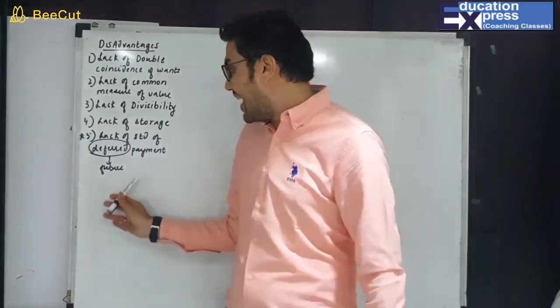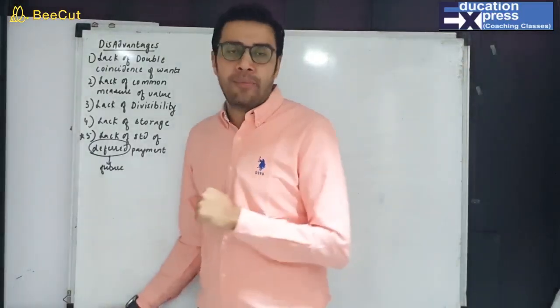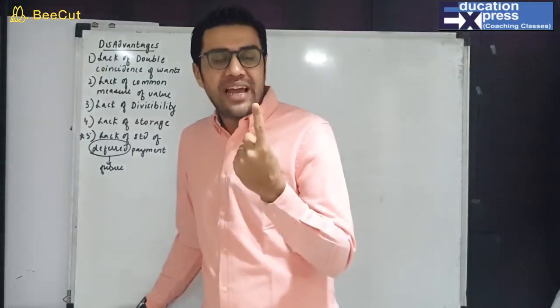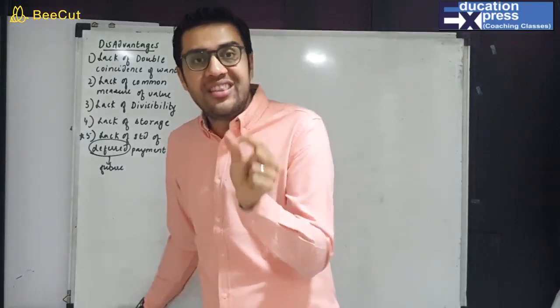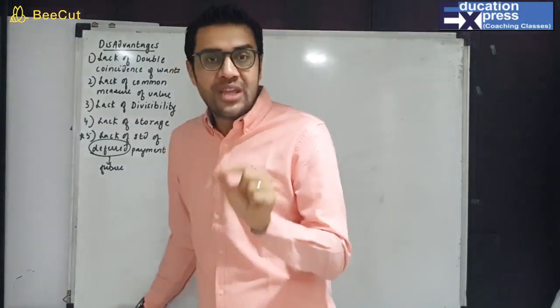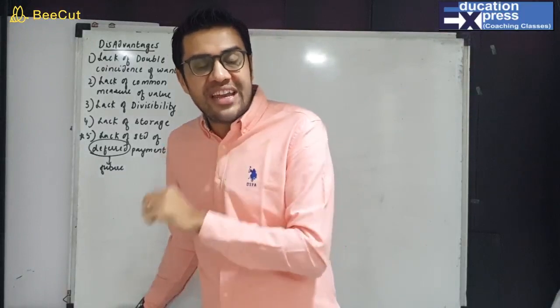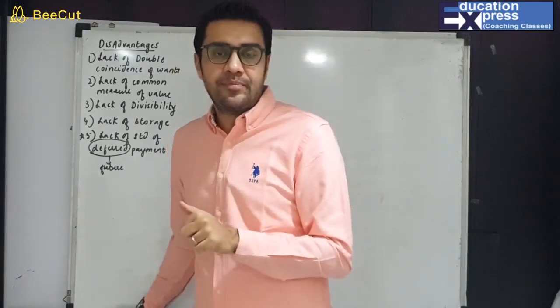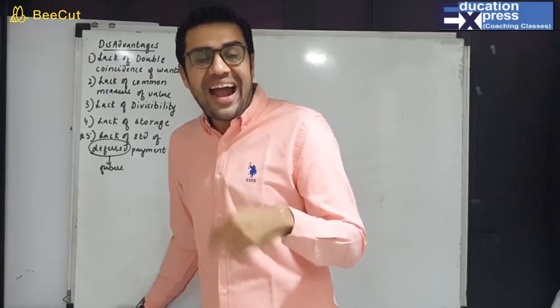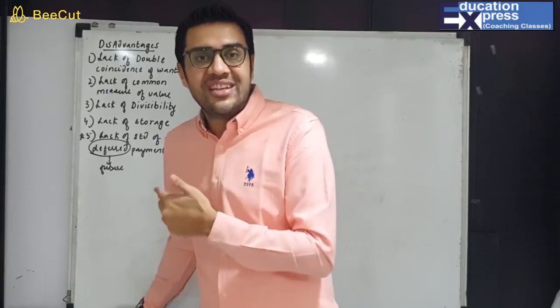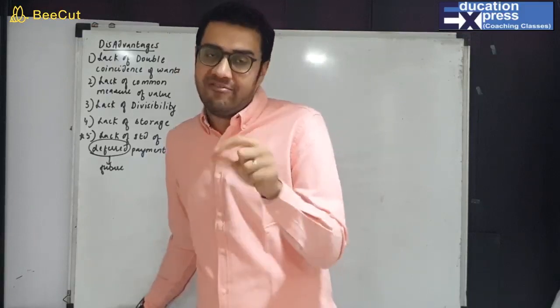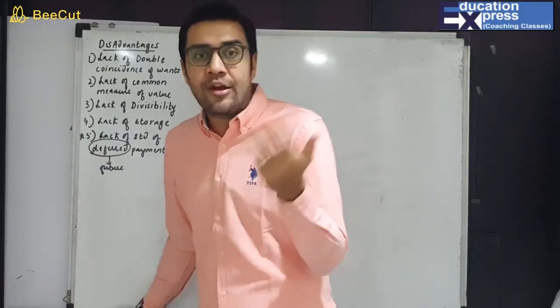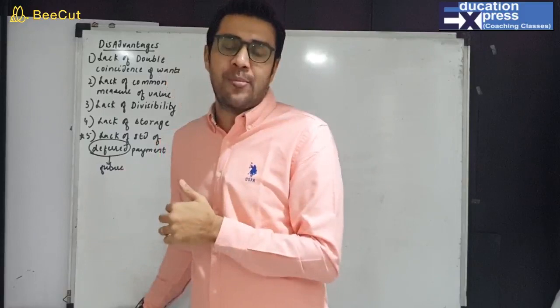Now this lack of deferred payment had many problems. Like what? It was very difficult for both the parties to agree upon the same commodity. Both the parties also had a risk of change in the value of the commodity. The value of a commodity does change, and also the quality of the commodity could change.